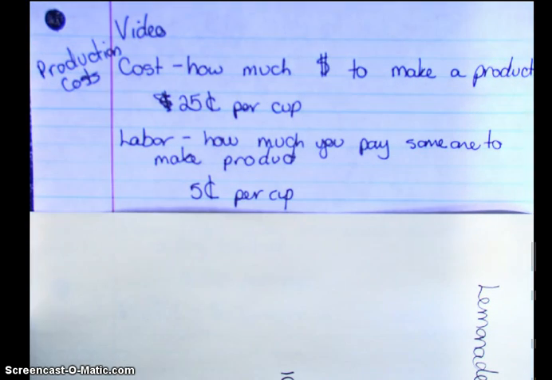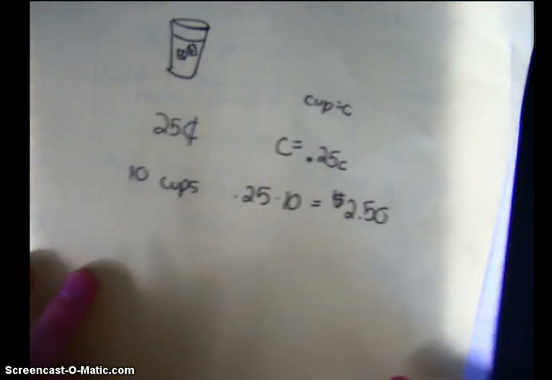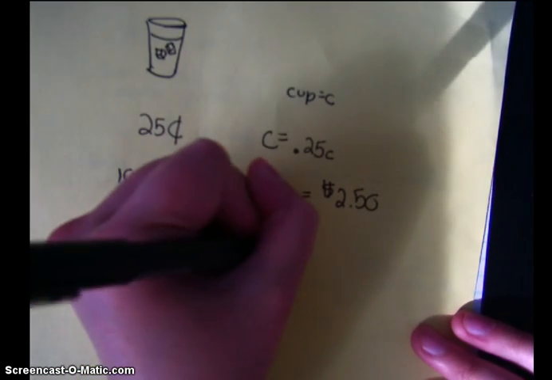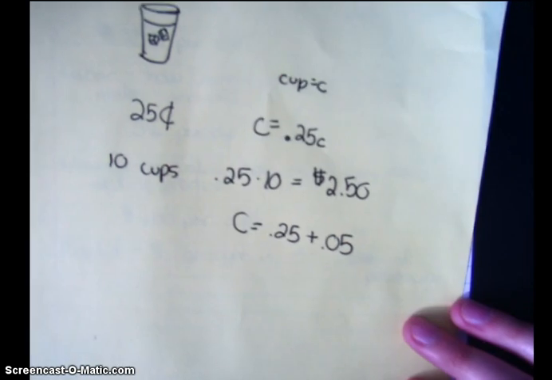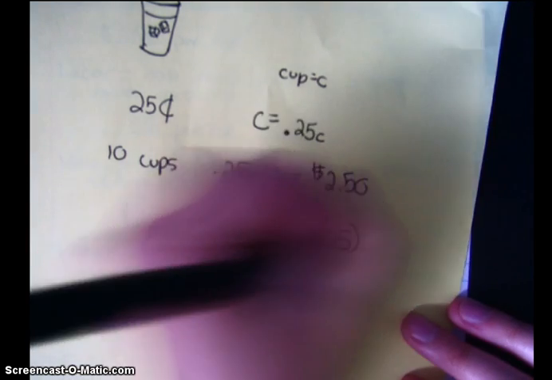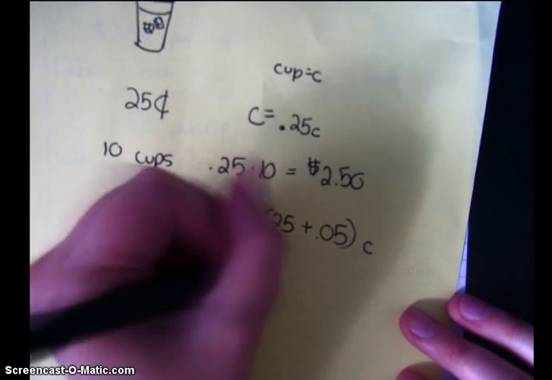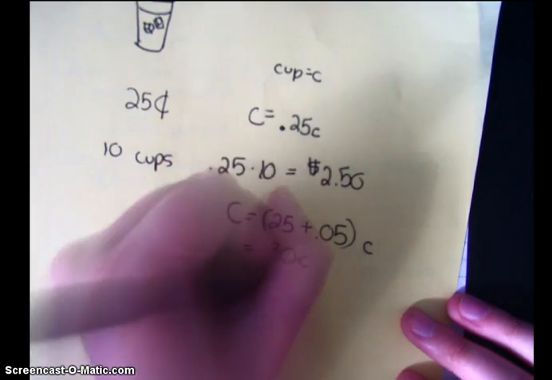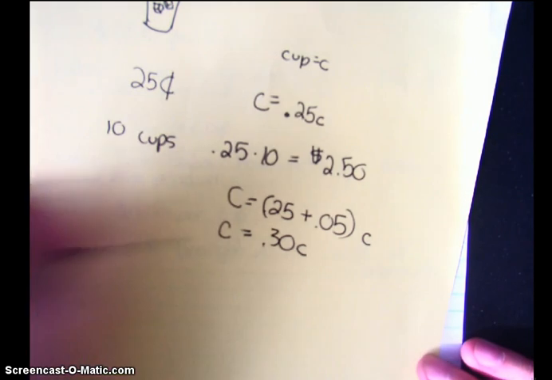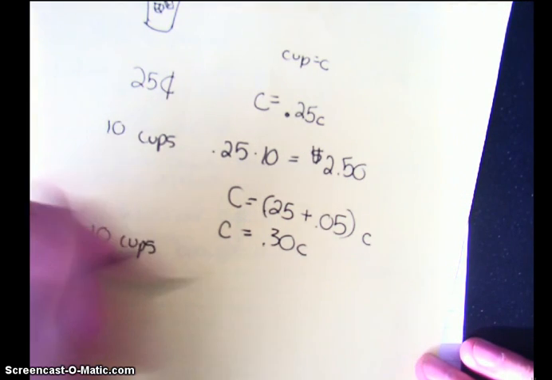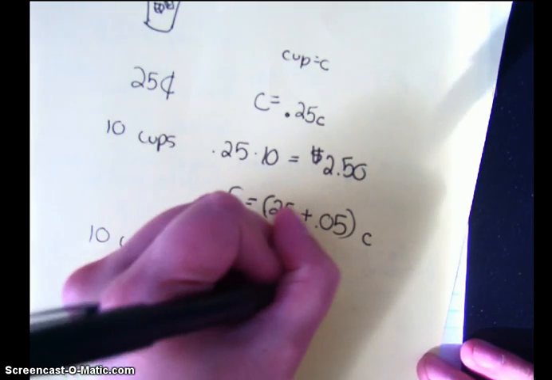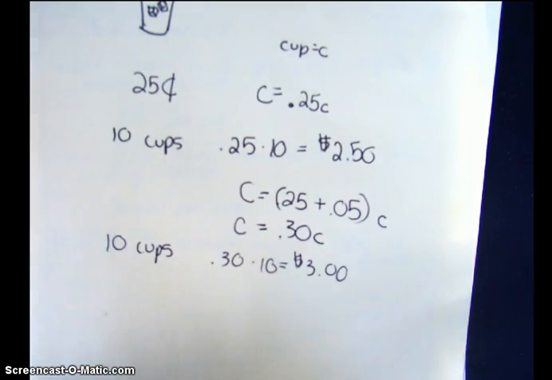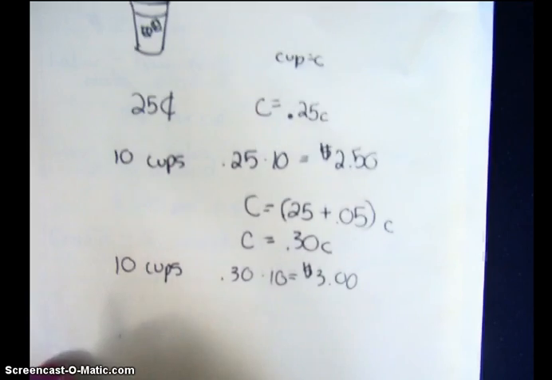So for us, it's going to be 5 cents per cup, which would change our cost equation to 0.25 plus 0.05 times our number of cups. So in reality, our price per cup is 30 cents per cup. And then if we again look at 10 cups, we're looking at 0.30 times 10, and we know it's going to be $3 for 10 cups. Okay, so how much is it going to cost to make it? Not to buy it, to make it.